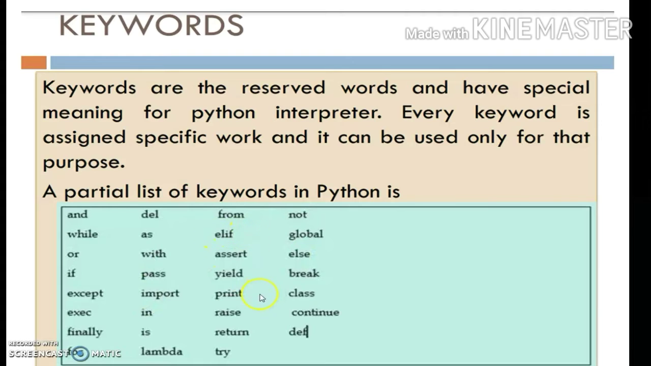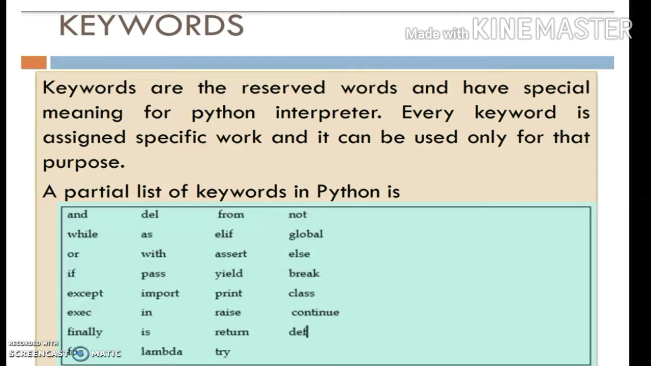So these are the different keywords used in Python: and, del, from, not, while, as, elif, global, or, with, assert, else, if, pass, yield, break. So how many keywords are given here? Please study all of these.